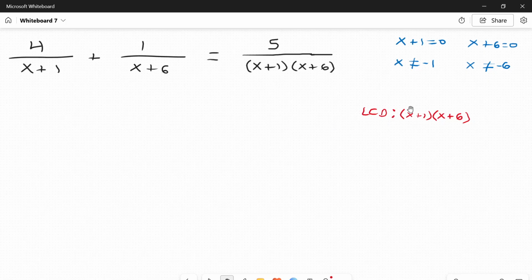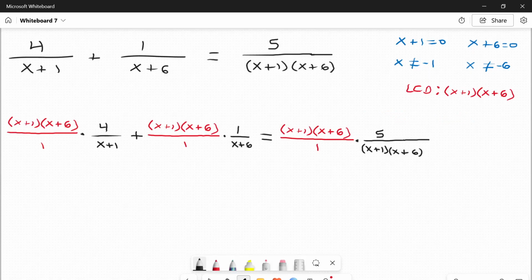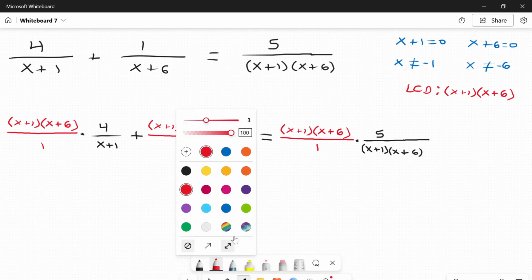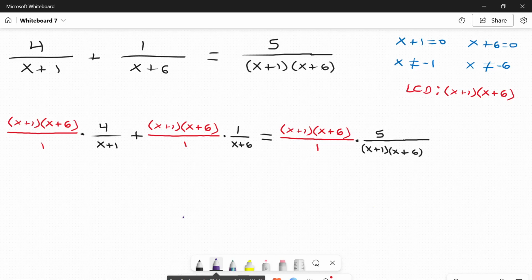So I'm going to multiply everything by this LCD. Okay. So I have all of my black fractions rewritten here, but I have multiplied each one by the LCD x plus 1, x plus 6, and I'm going to mark what cancels out. So we've got x plus 1, x plus 1, x plus 6, x plus 6. Here, x plus 1, x plus 1, x plus 6, x plus 6, that all cancels out. Great. So now we'll write down what's left over.